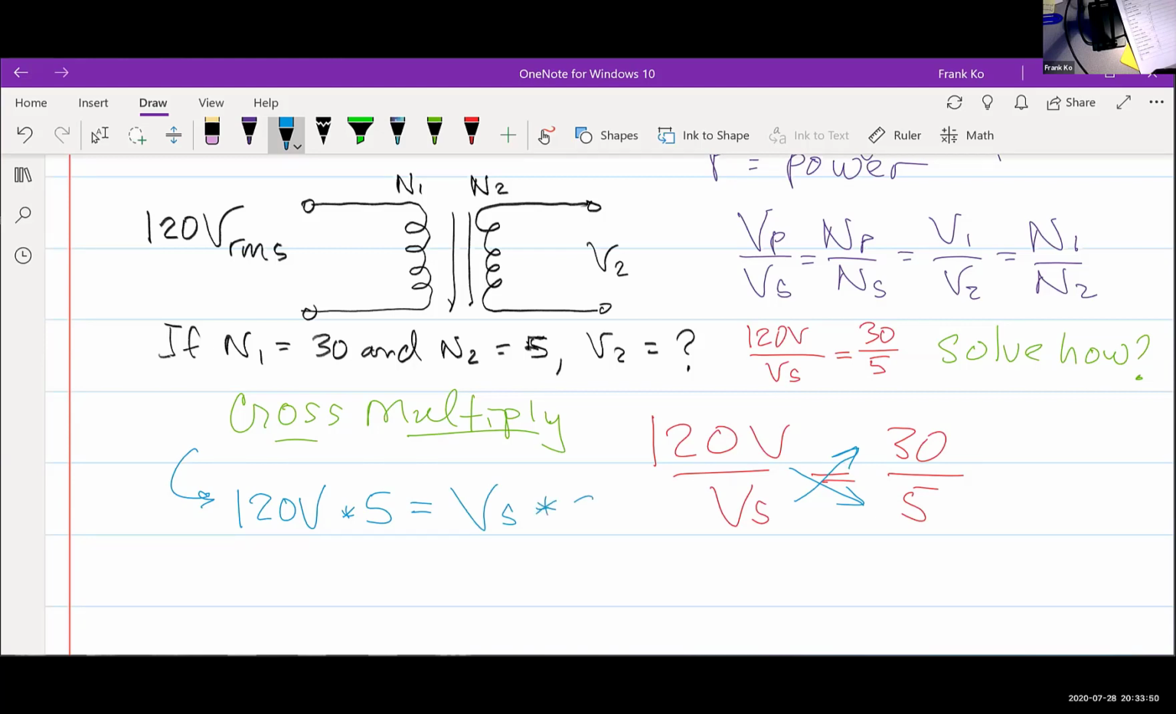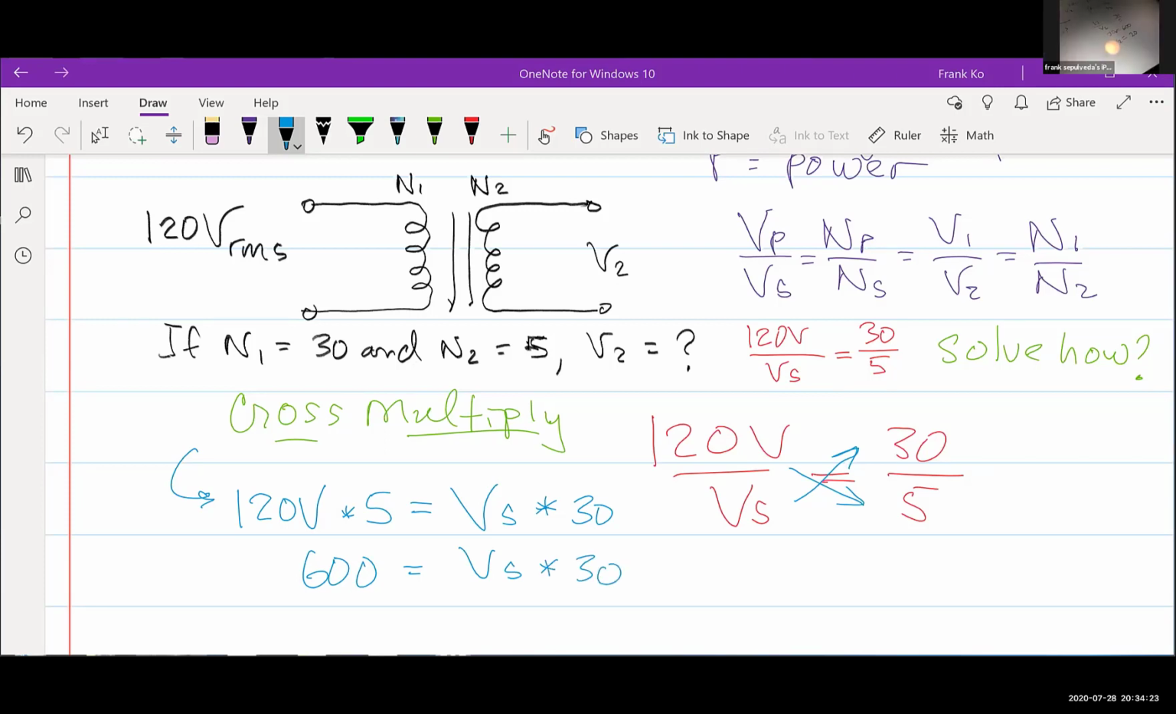Does everybody see how to do the cross multiplication? Does this bring back memories of basic fractional reduction? All we're doing is cross multiplying the 120 times the 5 is equal to Vs times 30. If I have this equality, I can do this cross multiplication. So let's go ahead and do this. What's 120 times 5? Isn't that 600 over this side? Yes or no? Is equal to Vs times 30.